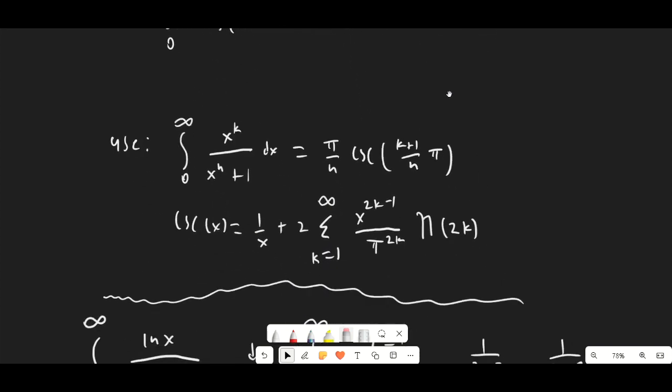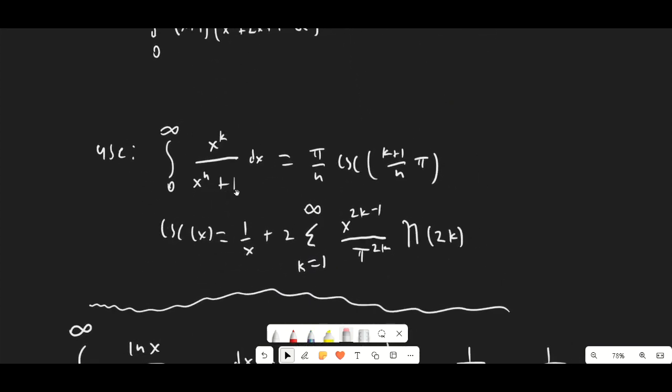So we're going to be using a few theorems right here. First off, this integration formula: the integral from 0 to infinity of x to the k over x to the n plus 1 dx equals pi over n times cosecant of (k plus 1) over n times pi. This is something I've used in many videos before, so it's going to be used again today, and I've proven it in several previous videos also.